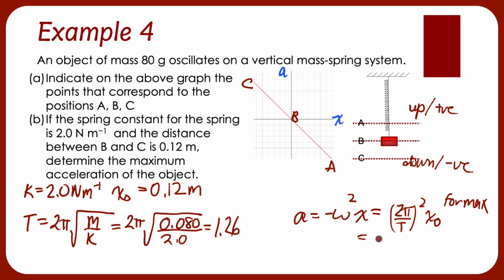Let me put in some values. 2 pi over 1.26, squared. My x maximum is 0.12. Picking up my calculator, I get the value of 2.98, but looking at how these values are all two significant figures, I'm going to round that to 3.0 meters per second squared.